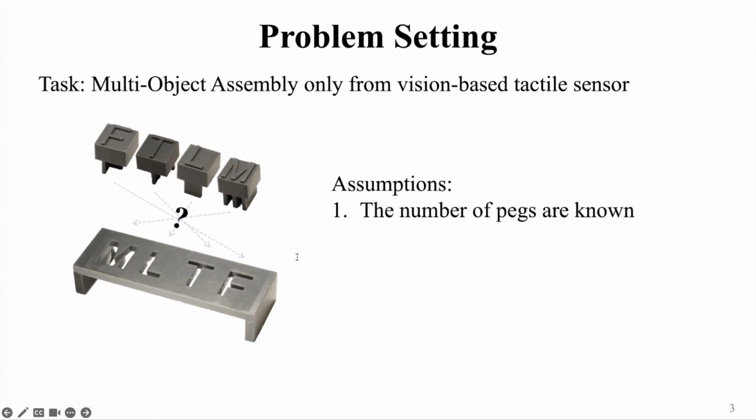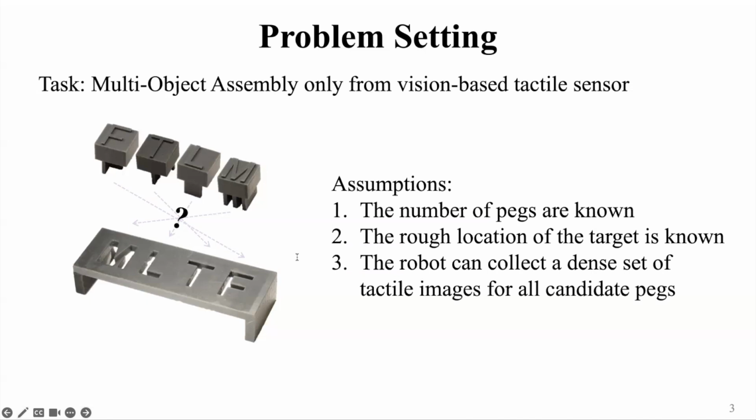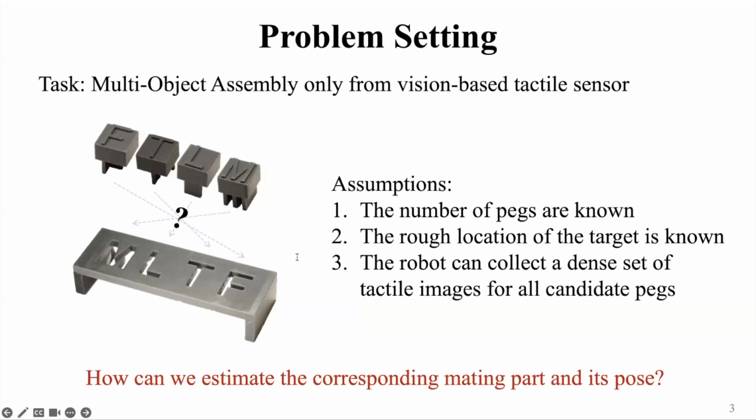We have some assumptions to solve the tasks. First, the possible number of pegs is fixed and known. Second, the rough location of the target hole is known so that the robot can establish initial contact with the target hole. And finally, the robot can collect a dense set of tactile images for all the candidate pegs prior to experiments. With these assumptions, we investigate the question of how we can estimate the corresponding mating part and its pose just through touching.